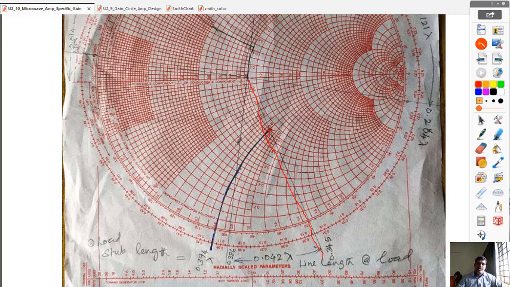From this line, you compute the extended line. This is the line extended from the gamma L value. Now you measure the distance between these two on the wavelengths towards generator scale. This line crosses at 0.386 lambda, this one crosses at 0.345 lambda. So the difference between these two will be 0.042 lambda. So 0.042 lambda will be the length of the series line.